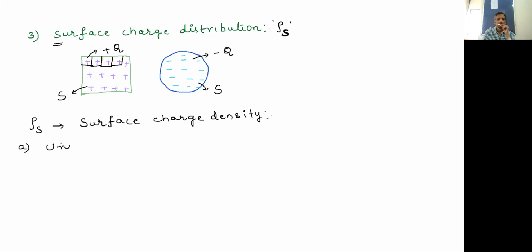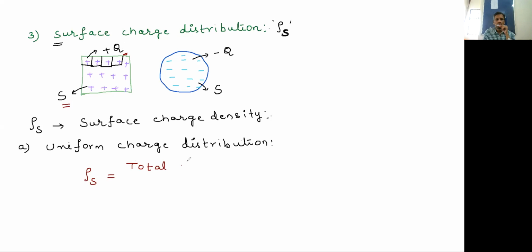First one is uniform charge distribution, which is generally not possible but we have to discuss. So first we'll try to see uniform charge distribution. For the uniform charge distribution, we will define rho s, which is the surface charge density, as the total charge on this is plus q and the total surface area here is s. So it is always the ratio of total charge on the surface to the total surface area.